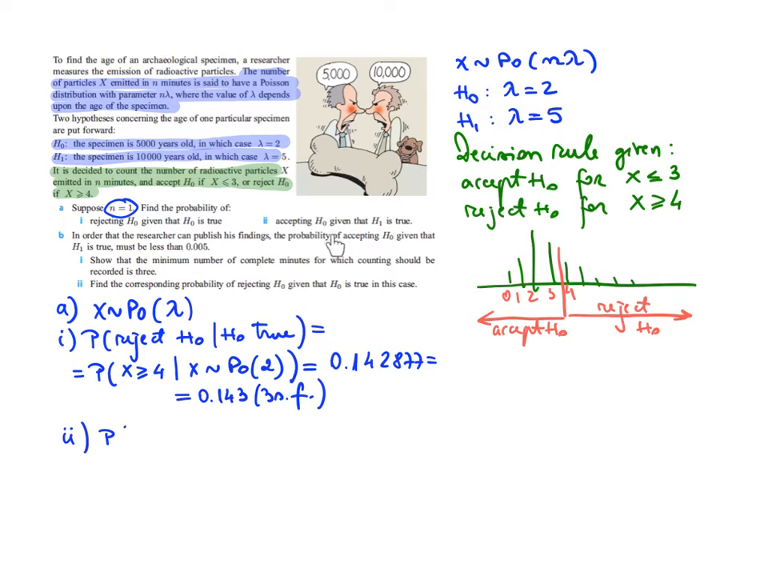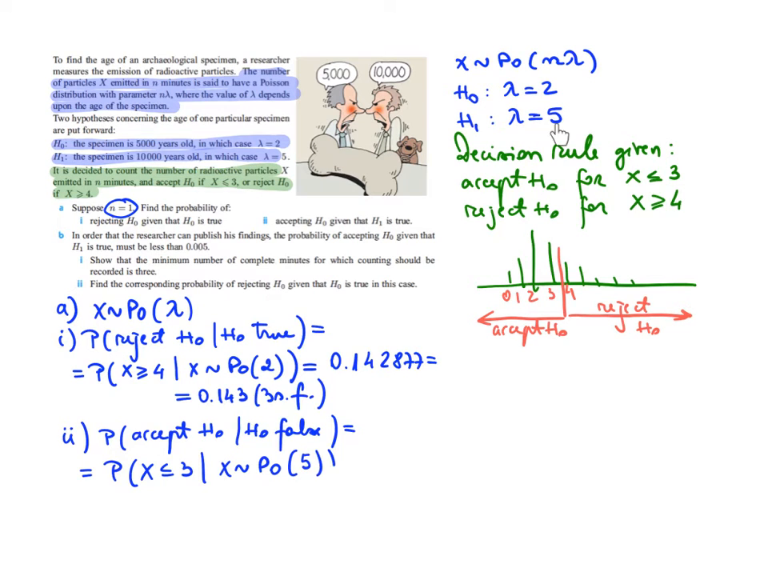Next question asks me what's the probability of a type 2 error. Accept H0 given that H0 is false. I always think in terms of H0. So accept H0 is here on the new distribution, where lambda is 5 and n equals 1. And I calculate this probability.